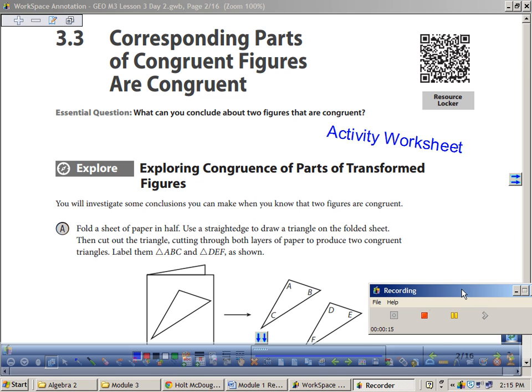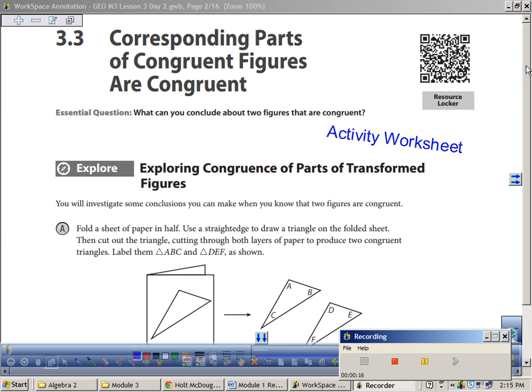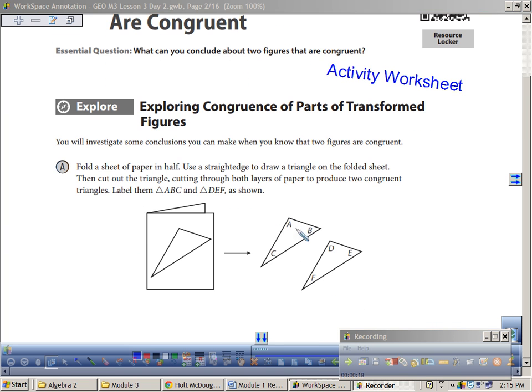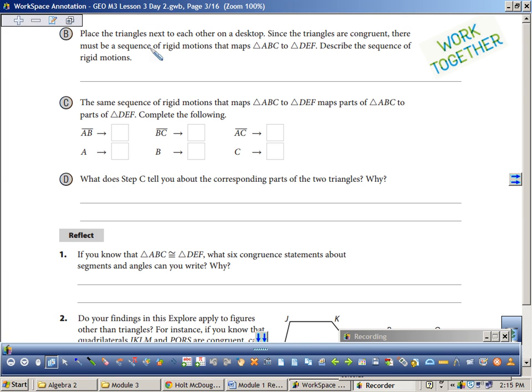There we go. Alright, so you guys should have cut out two triangles. One of them is labeled ABC, the other one's labeled DEF. Does everybody have that done? Good. Alright, place the triangles next to each other on your desktop.